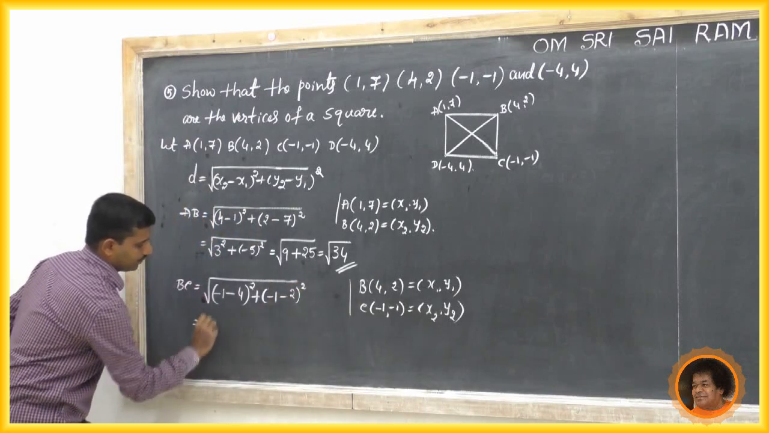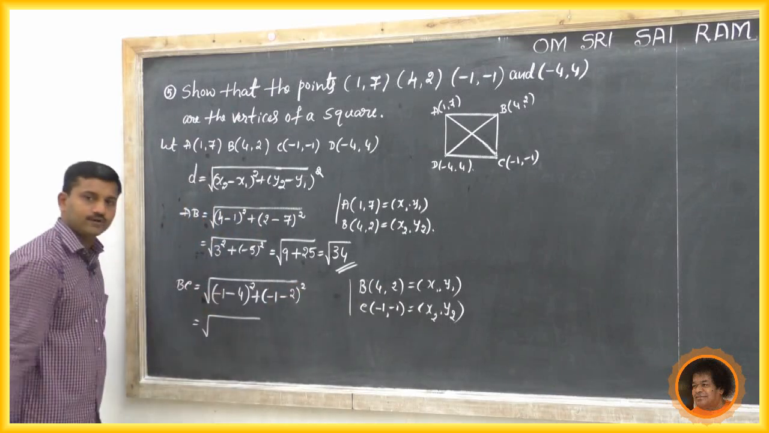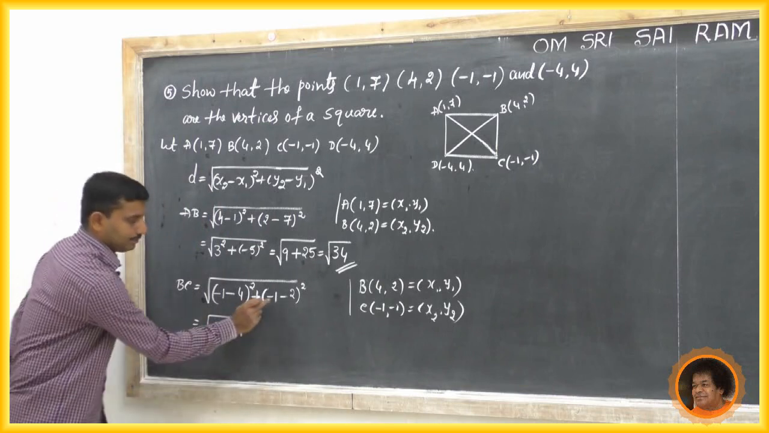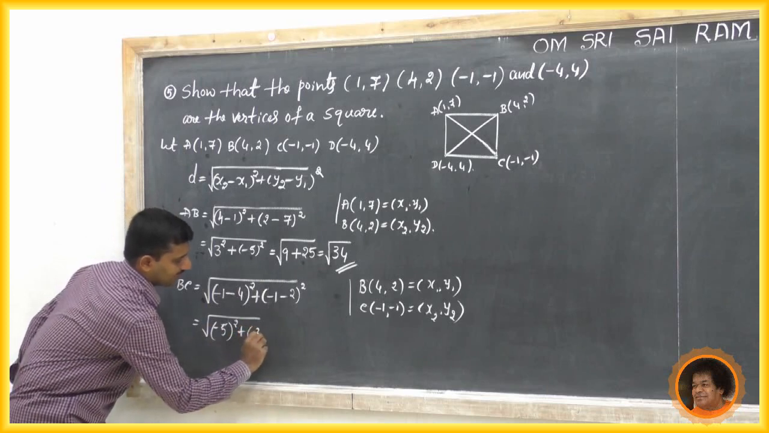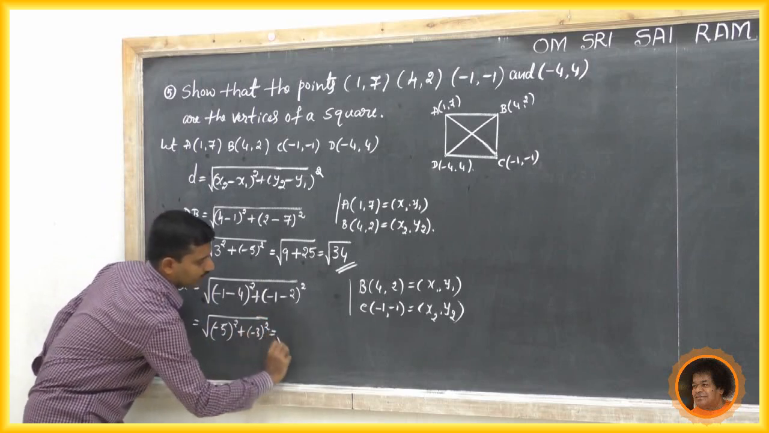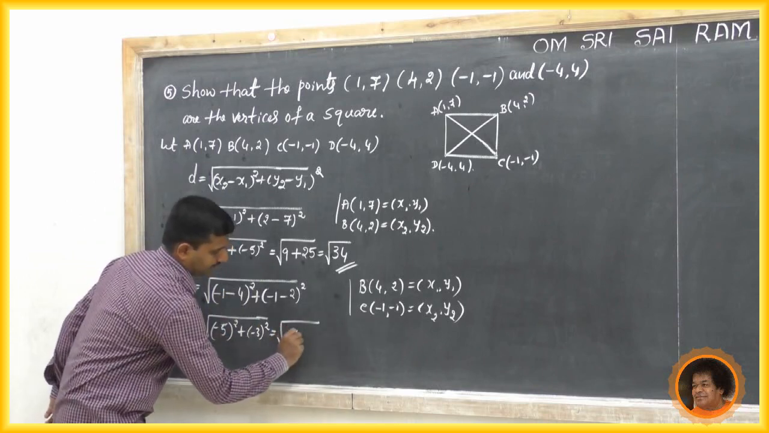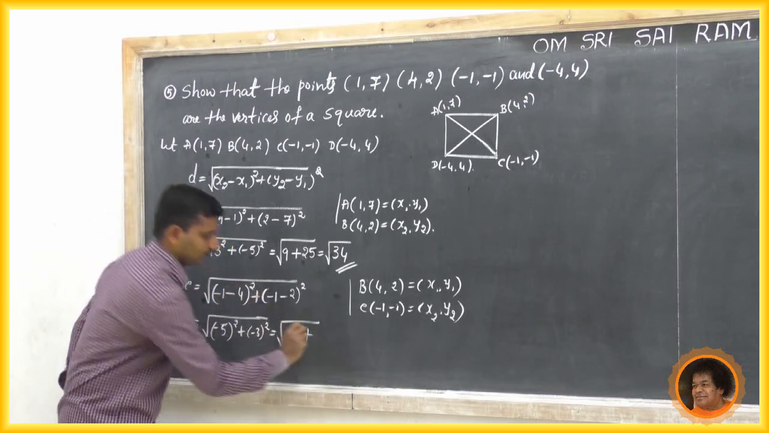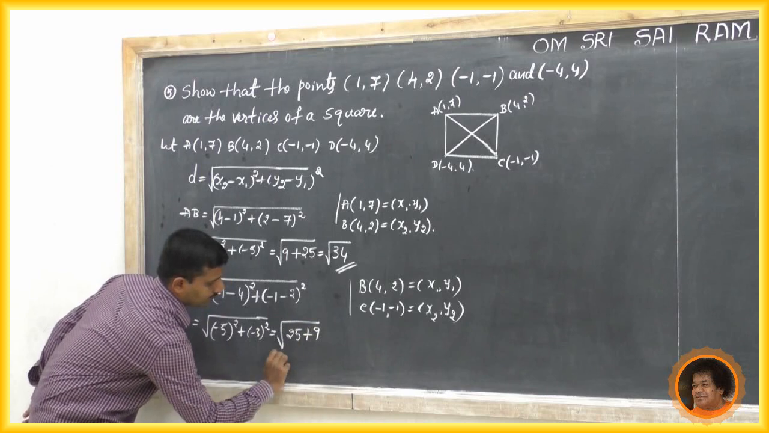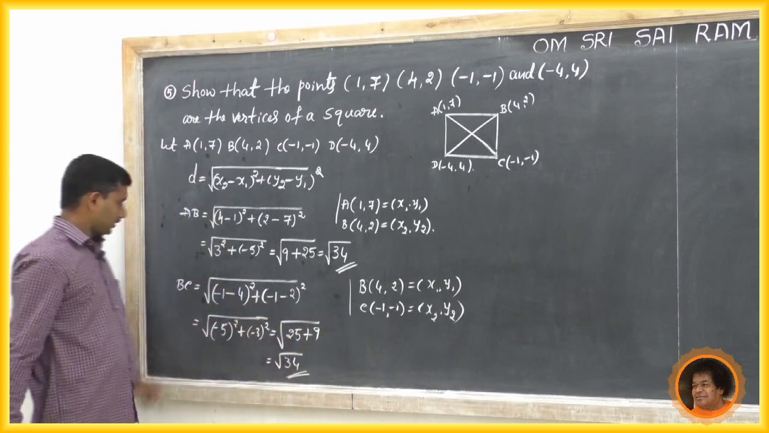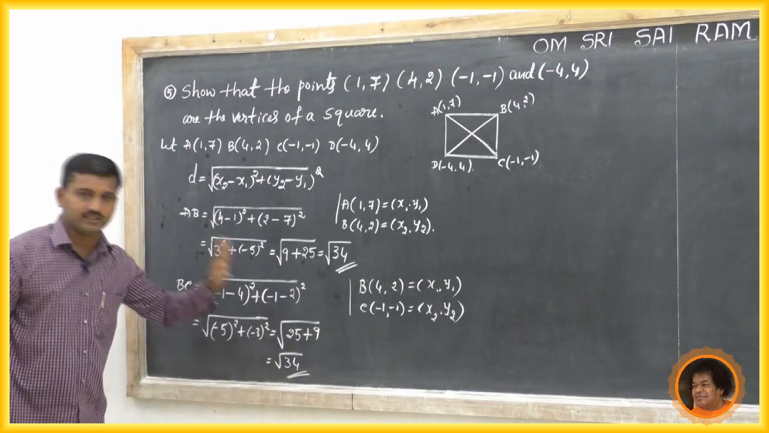So equal to square root of minus 1 minus 4, that is minus 5. So minus 5 square plus minus 1 minus 2, minus 3 whole square, equal to square root of minus 5 whole square 25 plus minus 3 whole square 9, which is equal to square root 25 plus 9, 34 units. So BC also square root of 34.